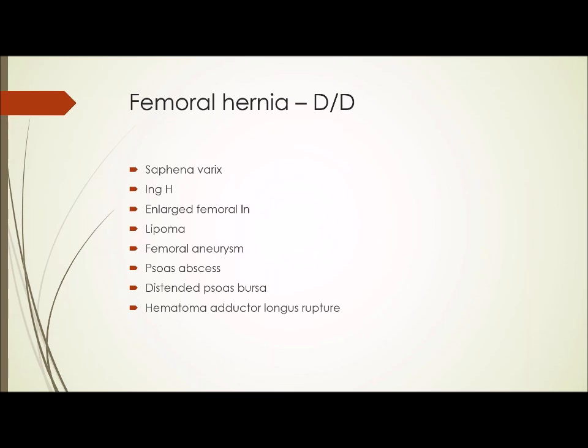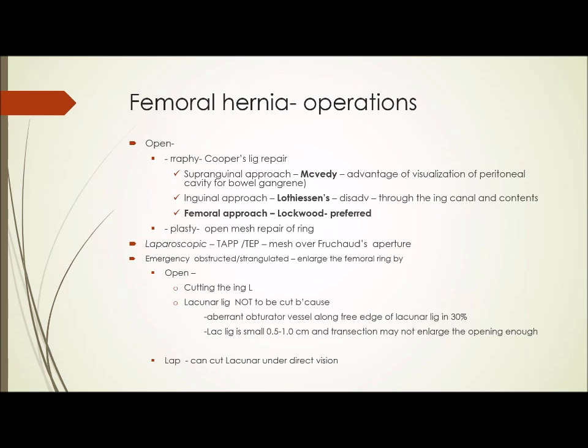Then you can have a psoas abscess medially placed, which can again mimic a femoral hernia, a distended psoas bursa, and of course a hematoma, or an adductor longus rupture, a muscle which is lying just behind the pectineus muscle, right?